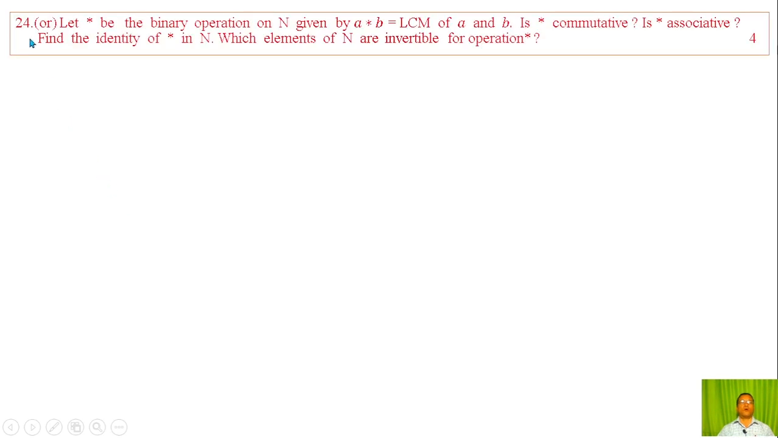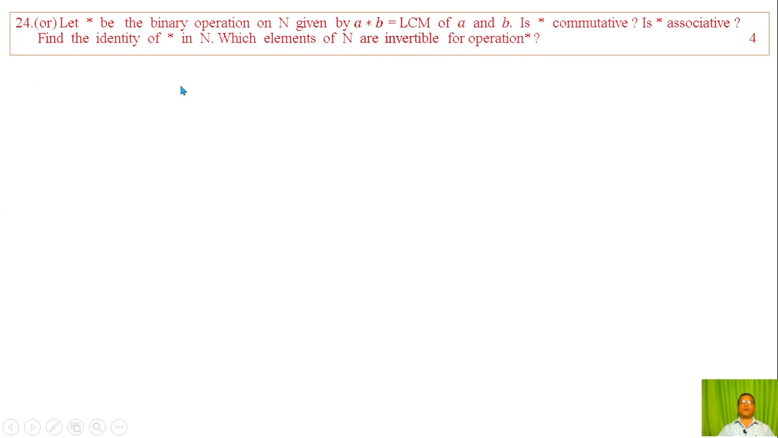Question number 24, or: let asterisk be the binary operation on N given by a asterisk b is LCM of a and b. Is asterisk commutative? Is asterisk associative? Find the identity of asterisk in N, the set of natural numbers. Which elements of N are invertible for operation asterisk?